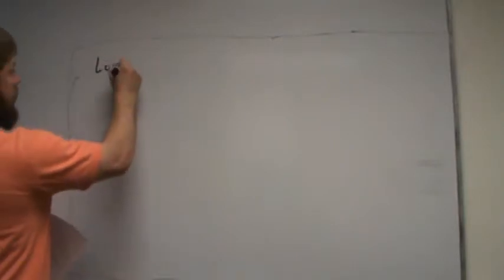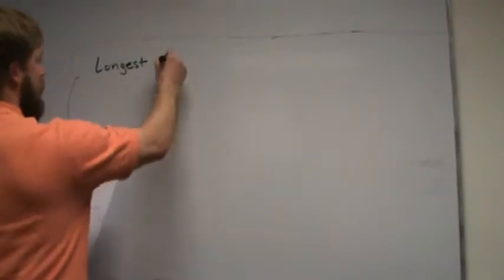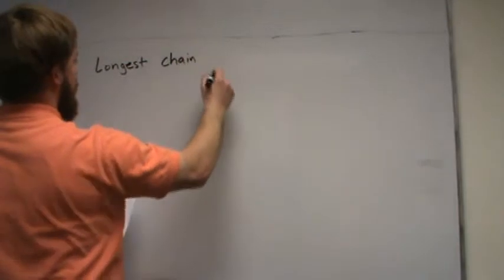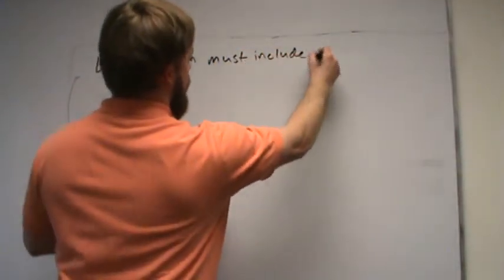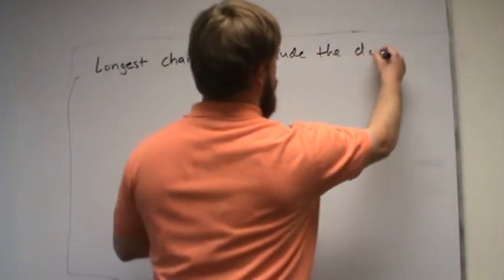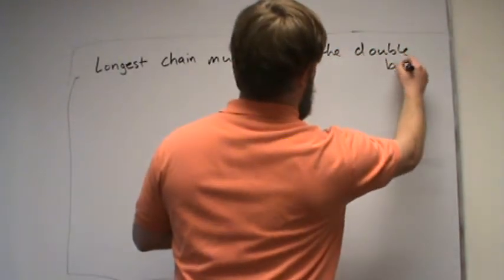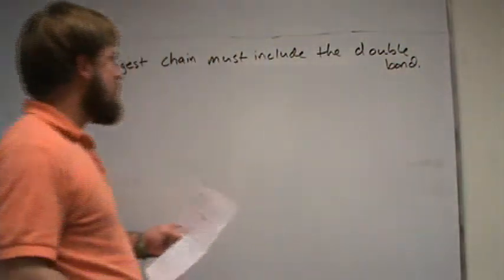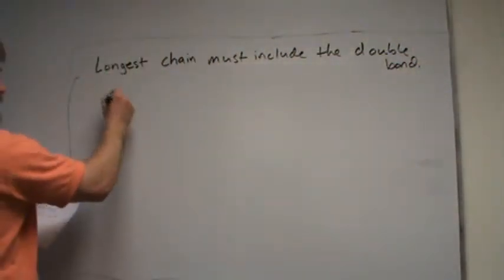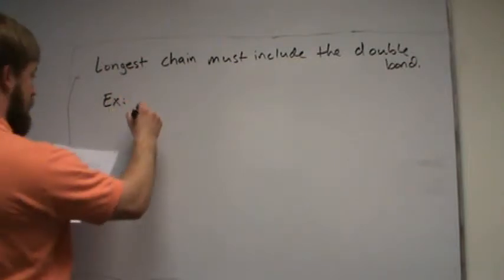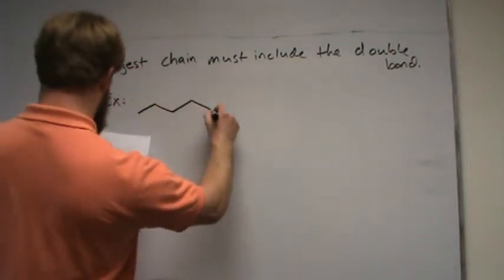So our longest chain, just like Chapter 3, when we're naming, we find our longest continuous chain. Our longest chain with alkenes must include the double bond. Okay? Longest chain must include the double bond. Example. Let's look at this alkene.